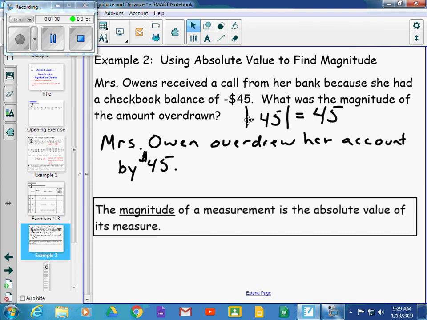We would not want to say Mrs. Owens overdrew her account by negative $45. Negative 45 represents the negative balance. But to say this in a real world situation, we would talk about overdrawing by 45. We would use that magnitude or absolute value. The word overdrew would be the negative part of it. It would tell us in the real world situation that she is under 0.